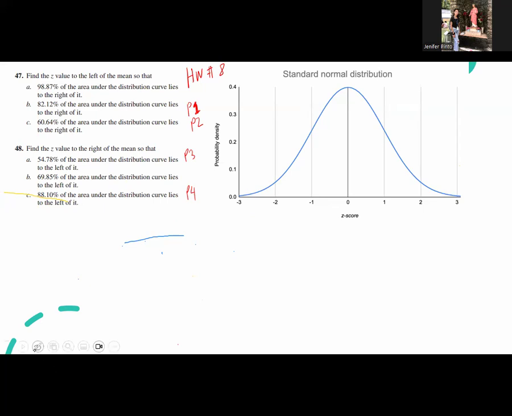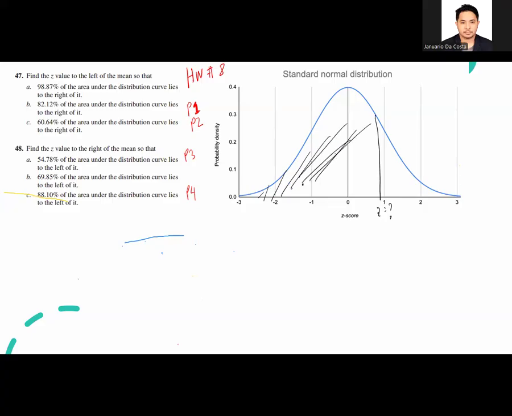All right. So we want to find the z value to the right of the mean so that 69.85% of the area under the curve lies to the left of it. We want to find the z value. What is the z value over here, or what is the z value over here? What is the z value that makes the area to the left of this how many percent?